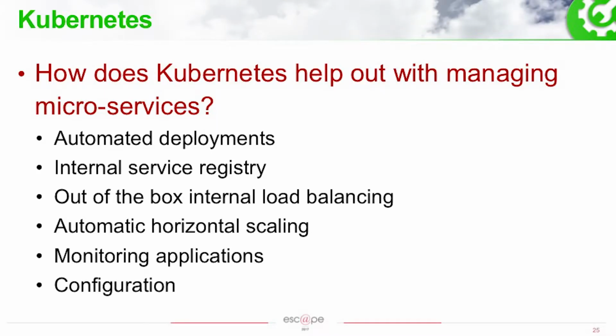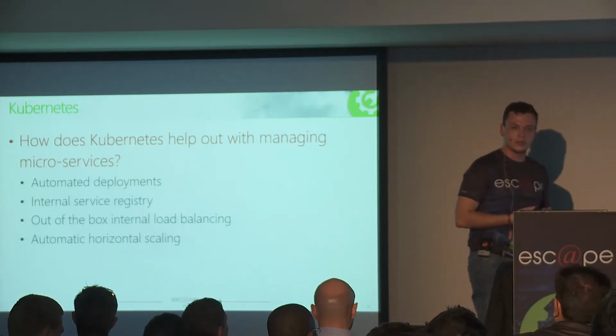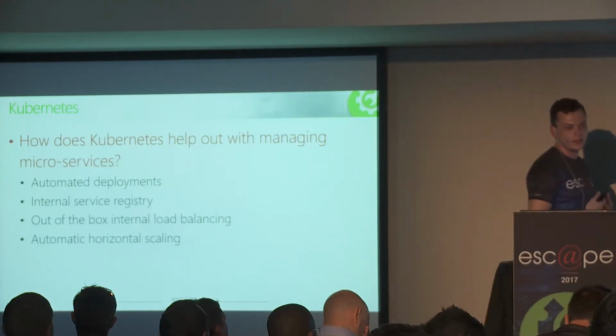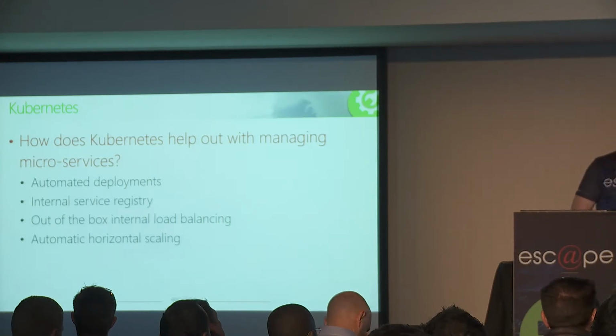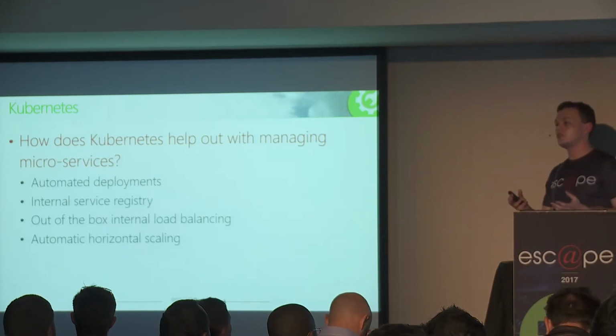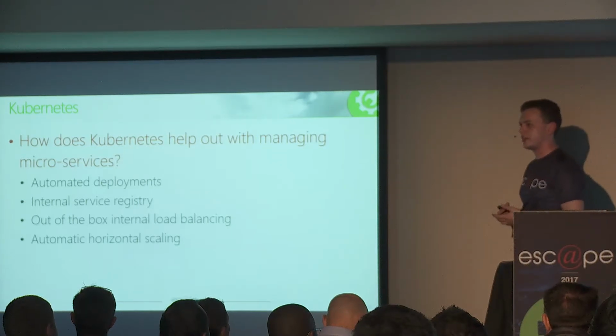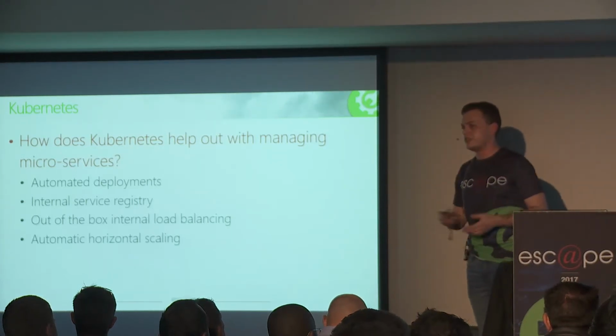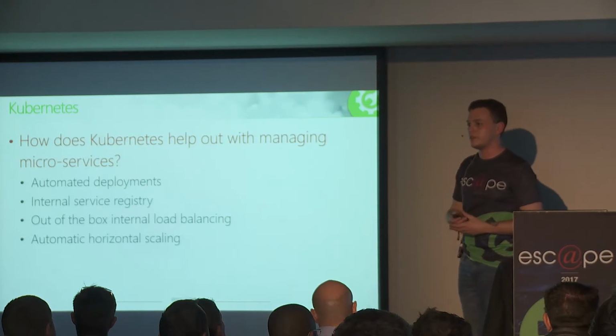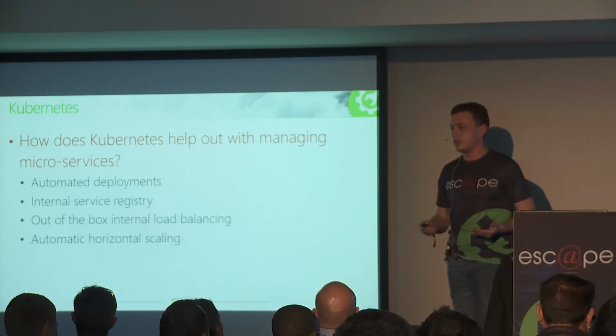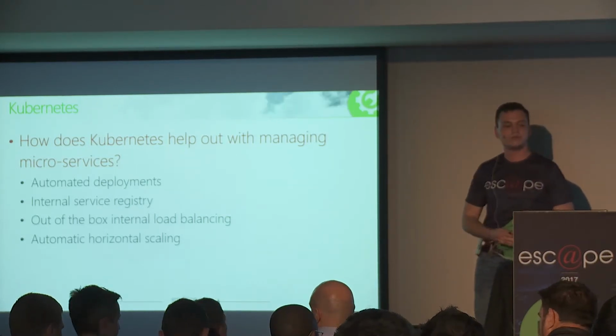Also, it facilitates automatic horizontal scaling, so note on automatic. What I can do with Kubernetes is I can say, for this specific application, given a certain policy, let's say, for example, this application, the CPU utilization averages more than 80%. Please start up another application because now I'm experiencing load.